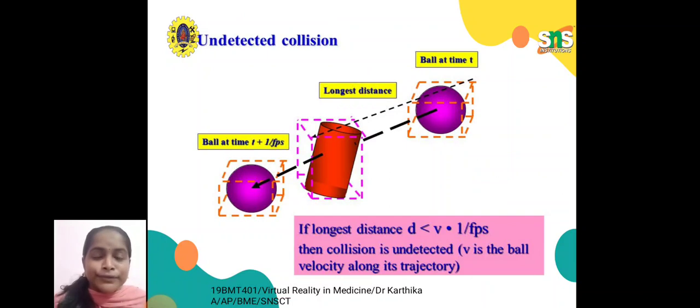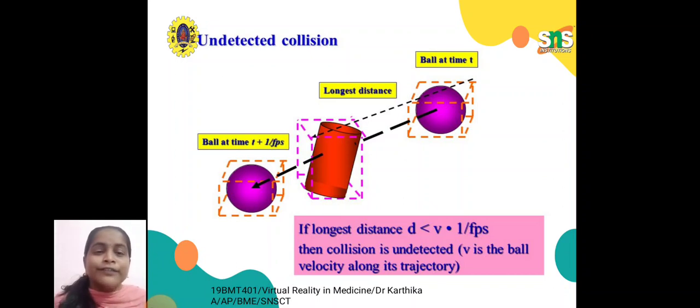Suppose there are any undetected collisions, how do we calculate those collisions? See this diagram. Here the ball at time t is shown, and we also have the ball at time t plus 1 by fps. What do you mean by this fps? In virtual reality, we consider the scenes. To display the scenes, we are using modeling techniques. So here fps represents frames per second.